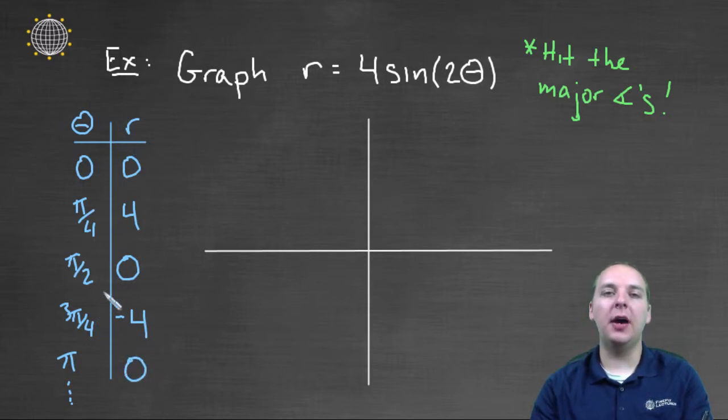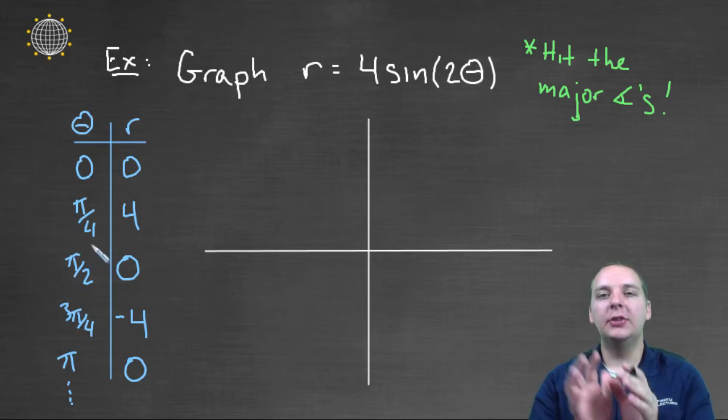So here's a few values. We can do more, but you can see because of the smart choices of theta that we've made, we're getting the extreme values for r.